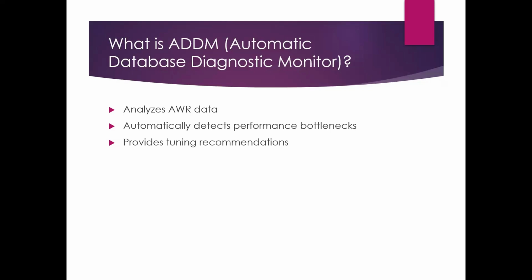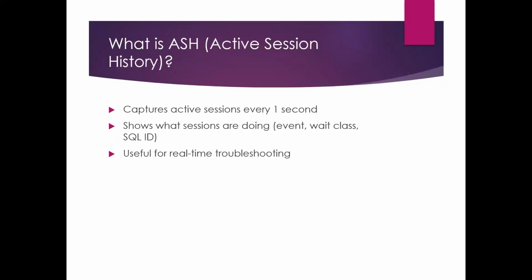The third is ASH reports. ASH captures the same stats, but at the session level. Session level means how many users are connecting and what those users are doing. All the session-level information is captured in the Active Session History. It captures active sessions every second and shows what the sessions are doing, including events, wait classes and SQL ID.